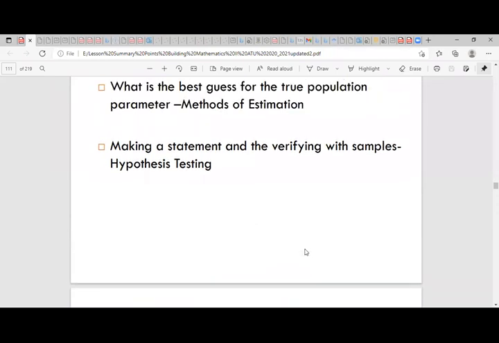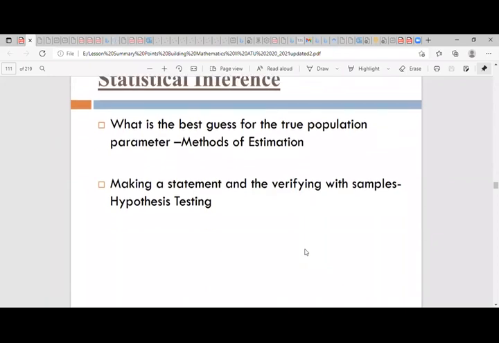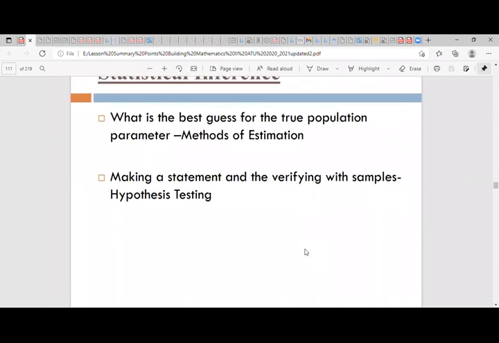Now, when we talk about inferences, now we are coming to start a proper statistical inference. When we talk about inferences, there are two techniques of doing that. We have methods of estimation. When we say method of estimation, we mean we are doing some calculations just to make a guess about the actual value in the population.